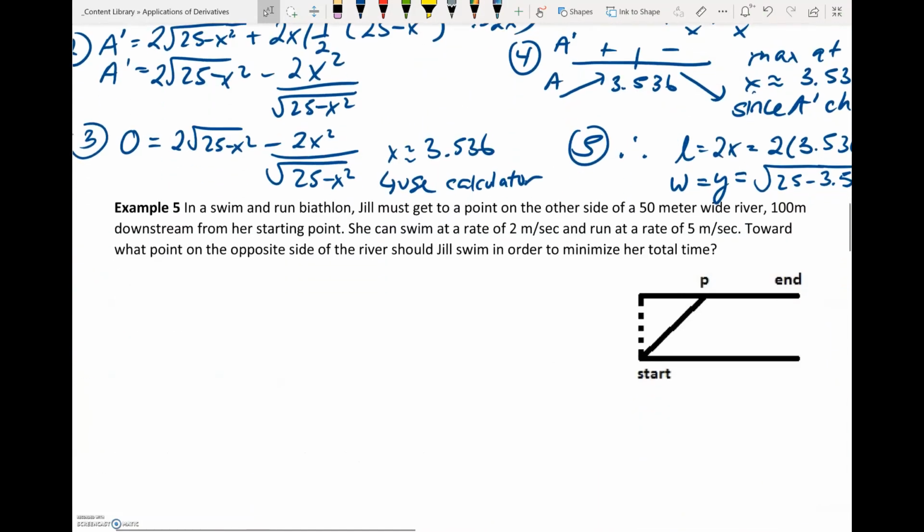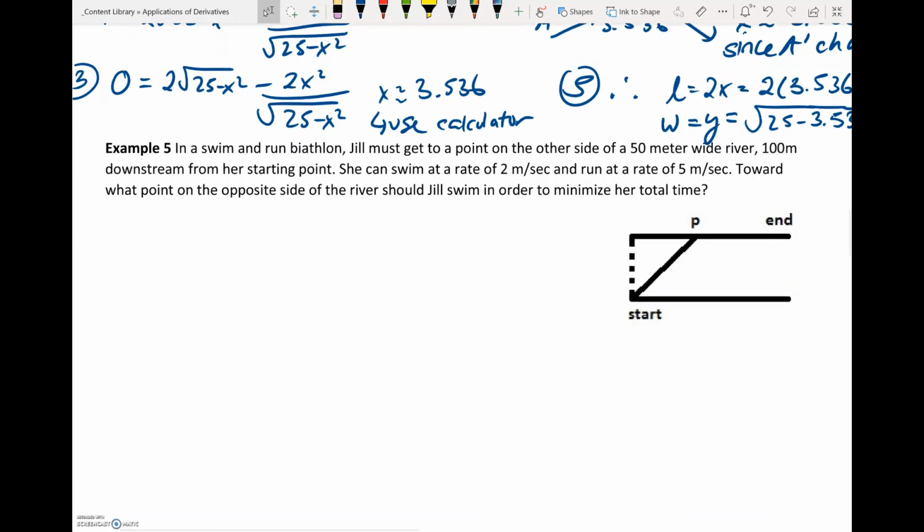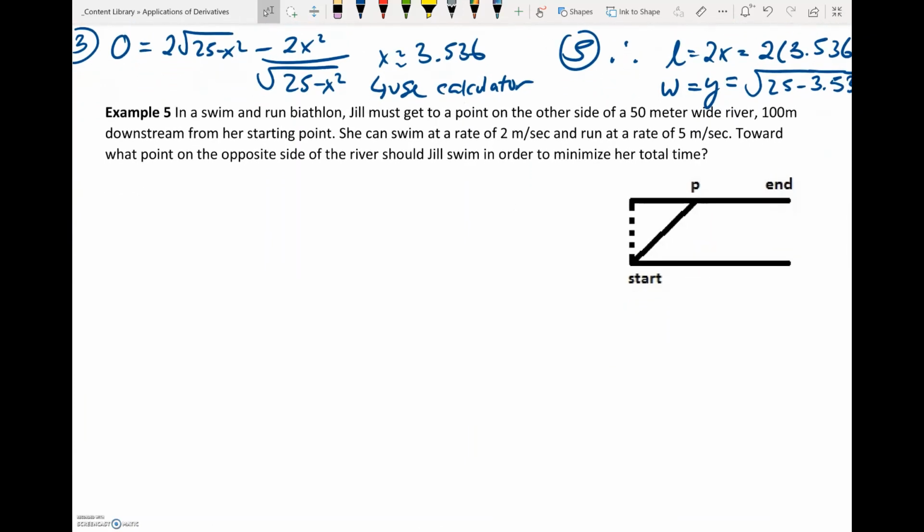In a swim and run biathlon, Jill must get to a point on the other side of a 50-meter wide river, 100 meters downstream from her starting point. She can swim at a rate of 2 meters per second and run at a rate of 5 meters per second. Toward what point on the opposite side of the river should Jill swim in order to minimize her total time?